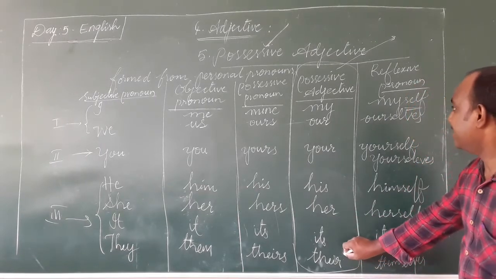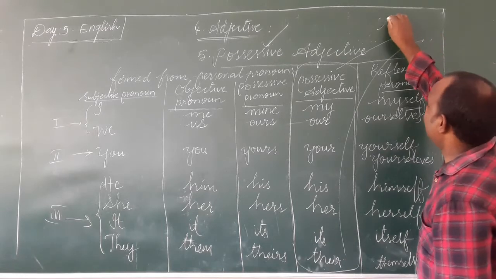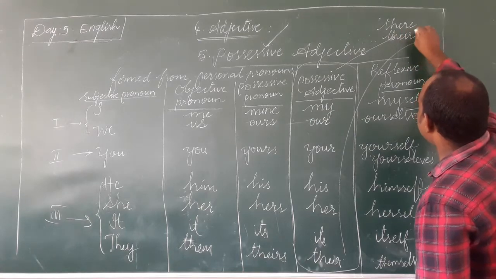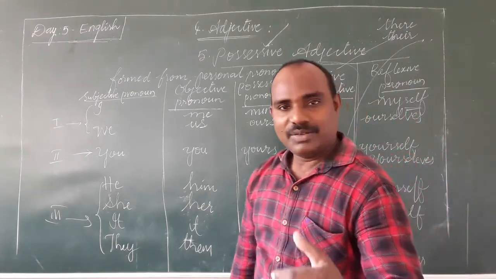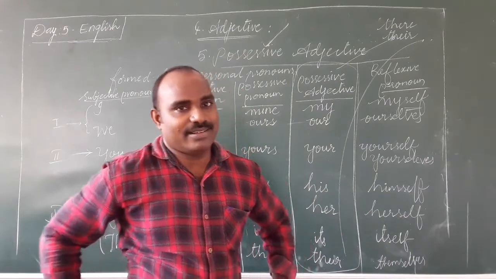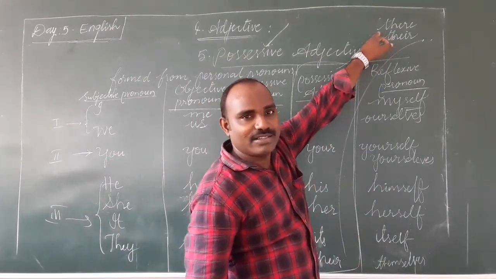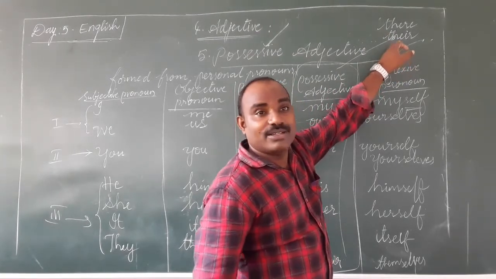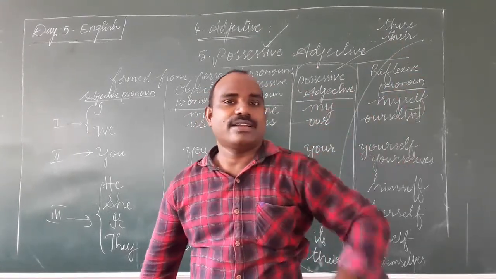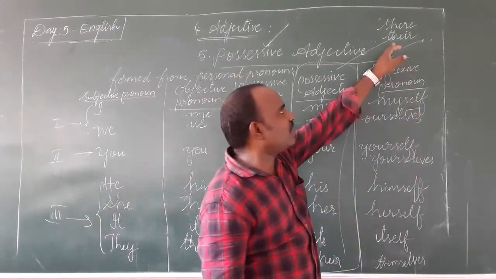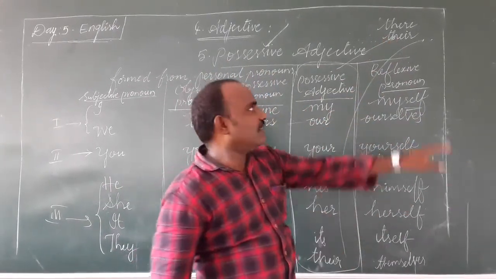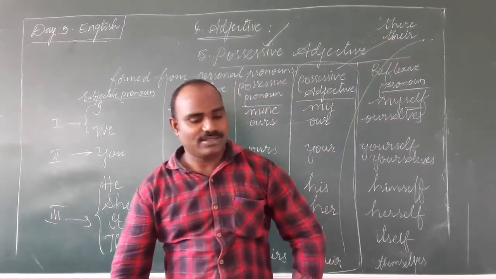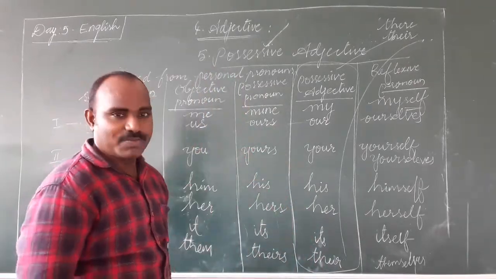See why I am writing their? Most of the students confuse T-H-E-R-E and T-H-E-I-R. They are pronounced the same, there and their. But the first one, T-H-E-R-E, there, represents a place. And the second one, T-H-E-I-R, their, represents possession. So most of the students are confused in writing there. They replace their with there. So don't be confused at all. So this is possessive adjective.